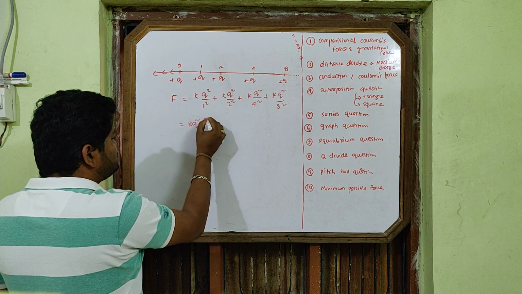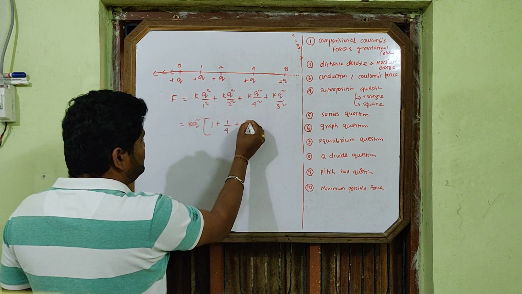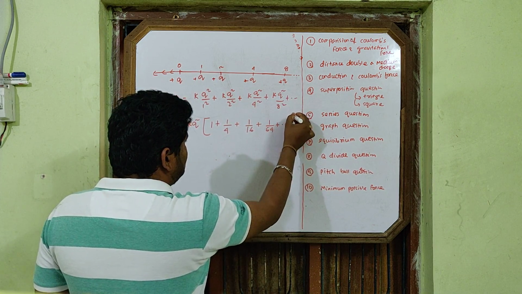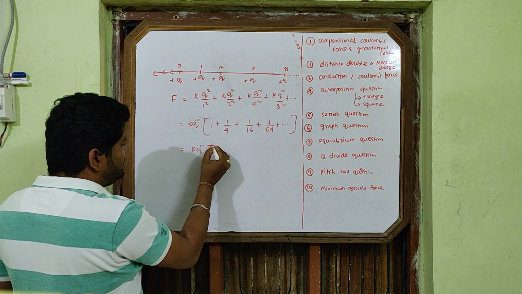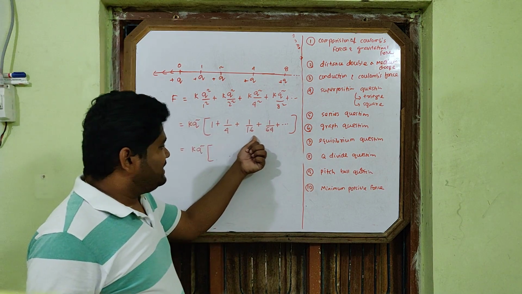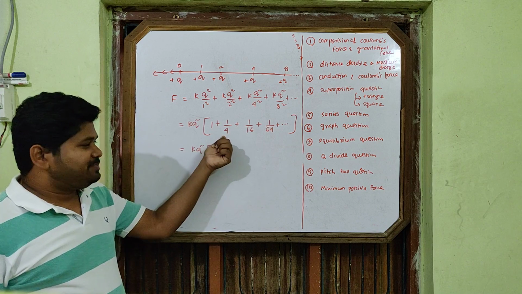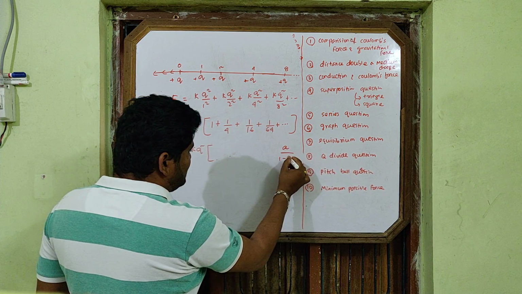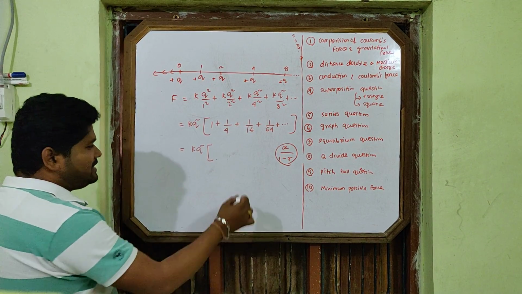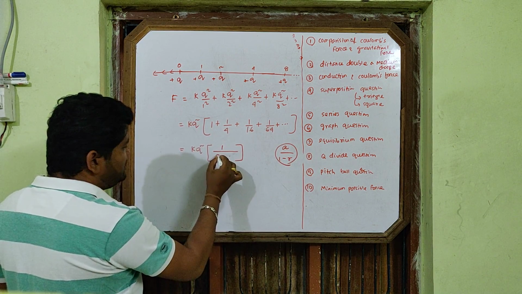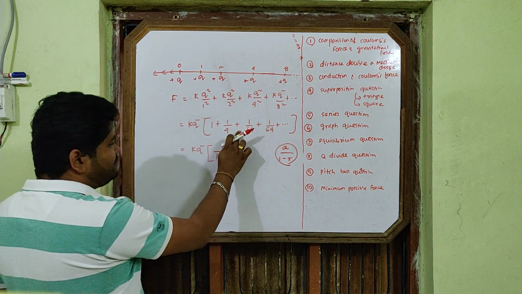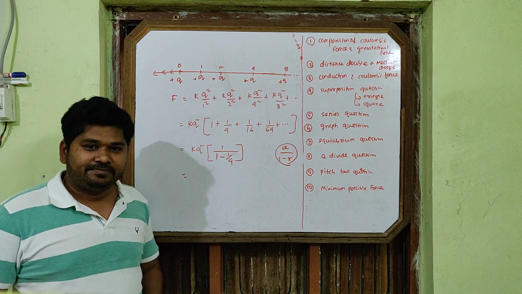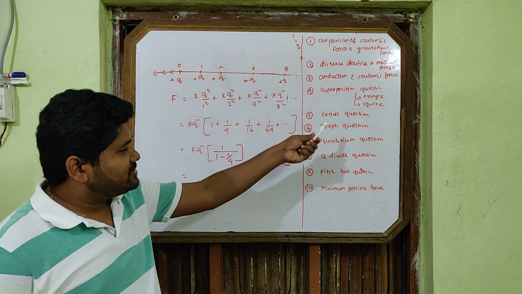Now you see, take KQ square common: 1 plus 1 by 4 plus 1 by 16 plus 1 by 64 plus dot dot dot of infinite extent. So this comes under a series. Which series is it, AP or GP? This is a GP. And for an infinite GP, what is the formula? A by 1 minus r. The summation to infinity is A by 1 minus r, where A means the first term and r means the common ratio. You see the common ratio is 1 by 4. Now you solve it. So this is called a series question.